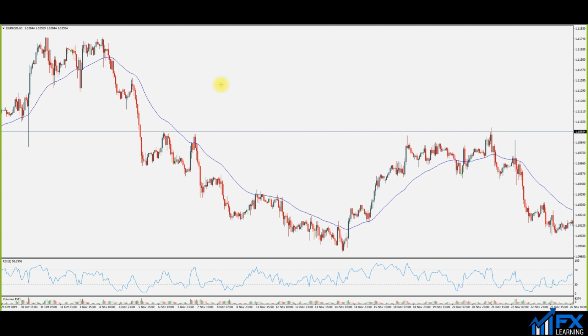Okay, you look at the 50 like this, and let me just turn that to a different color so you can actually see it. I'll turn it to purple. Okay, so as you get the idea, if the price is below the 50, it's a downtrend. When price is above the 50, it's an uptrend.